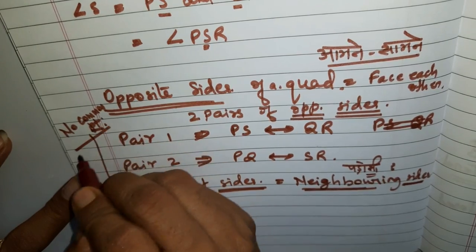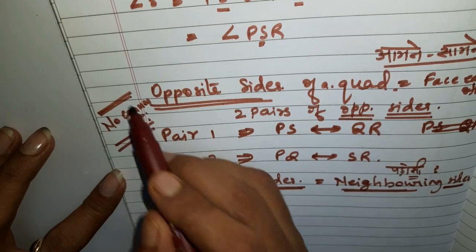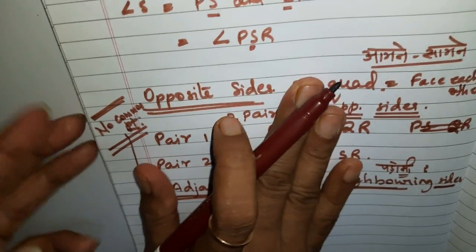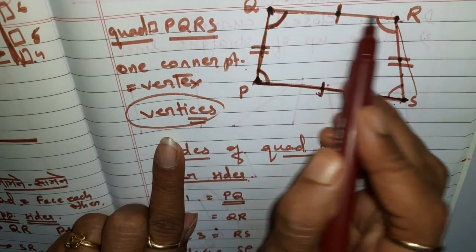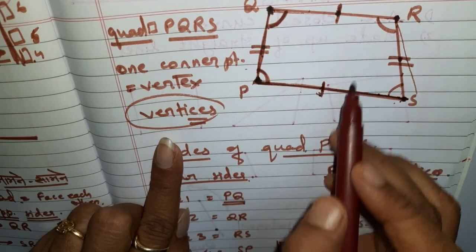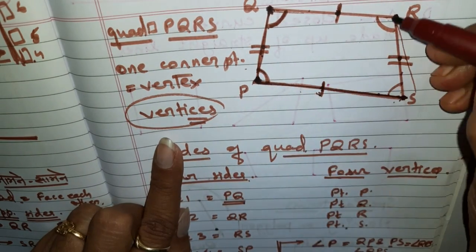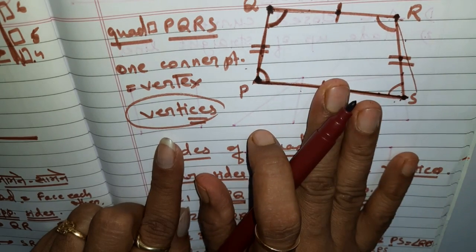This is the basic mathematical term, you have to keep this in your mind: opposite sides have no common points. Here you can see this is one side and this is another side. Any common point is not there in these two. Similarly, if we are considering these two sides, there is no common point in between them. That is why these are opposite sides.